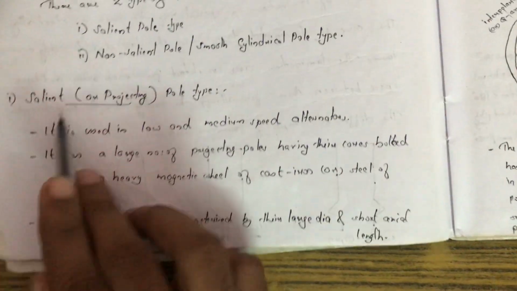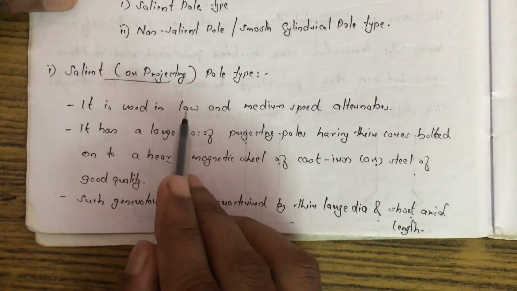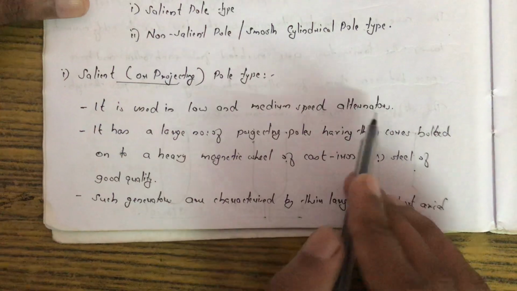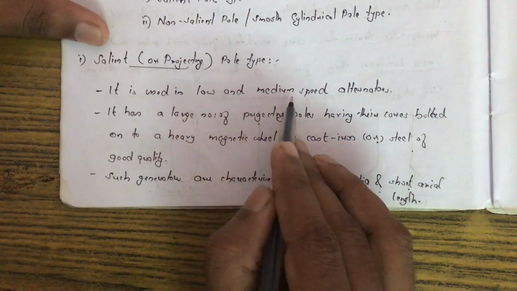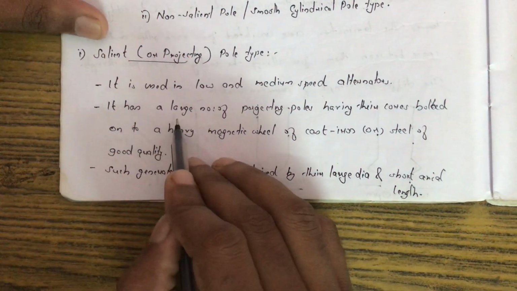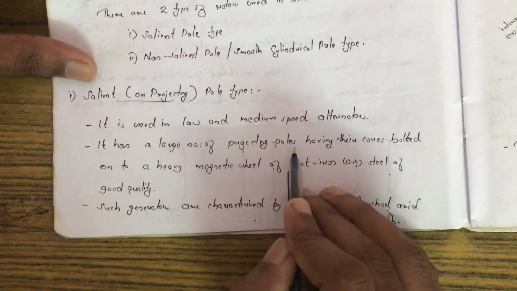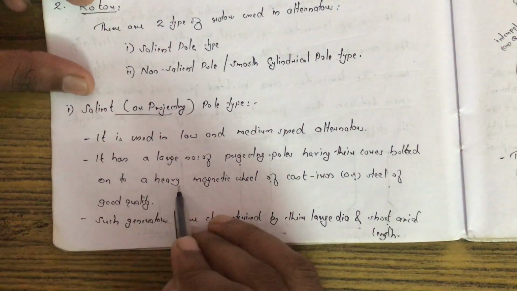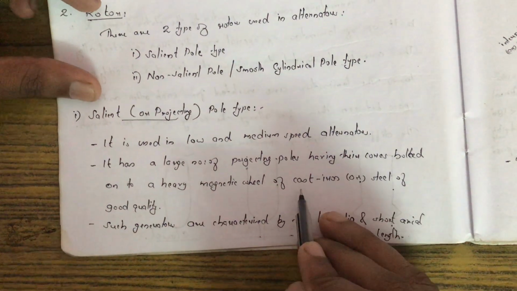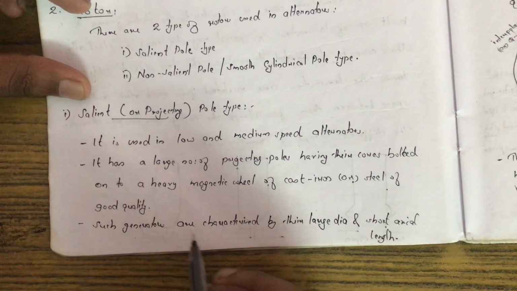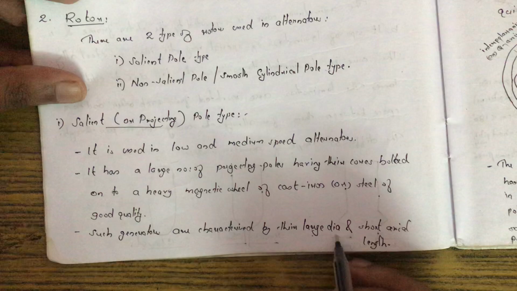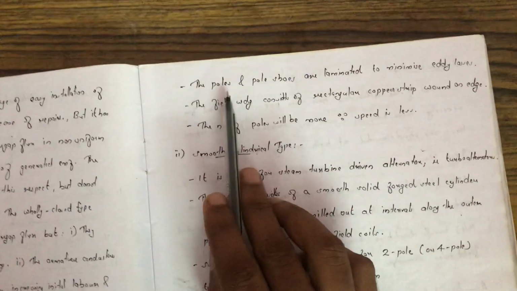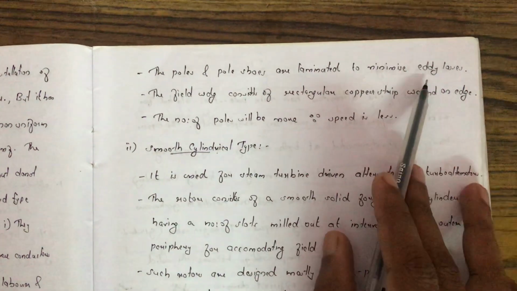Salient pole alternators are used in low and medium speed alternators. They are not used in high speed alternators. It has a large number of projected poles having their cores bolted on the heavy magnetic wheel of cast iron. Such generators are characterized by their large diameter but short axial length. The poles and pole shoes are laminated to minimize the eddy current loss.